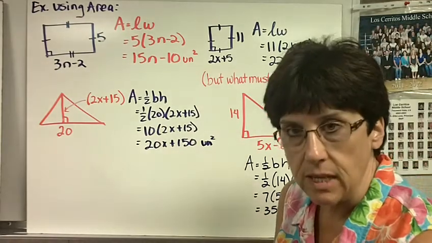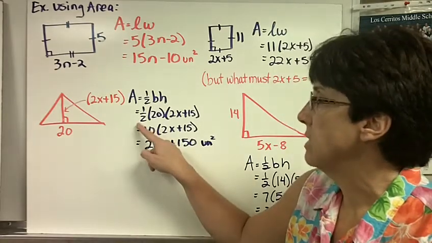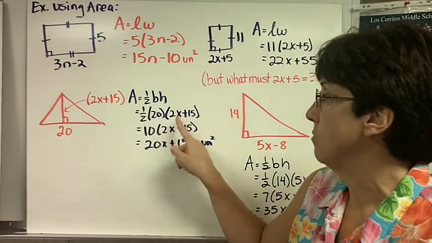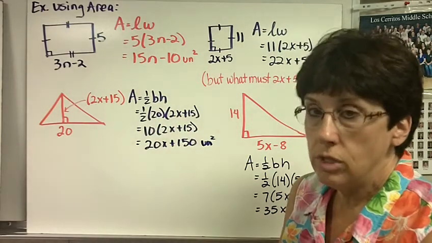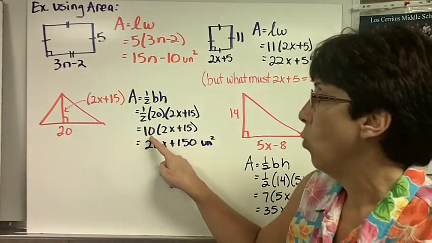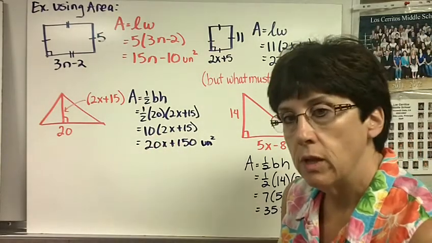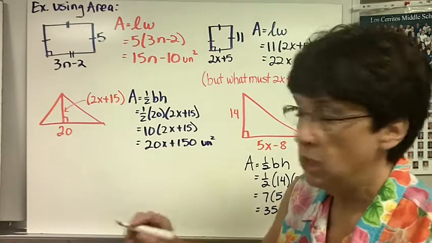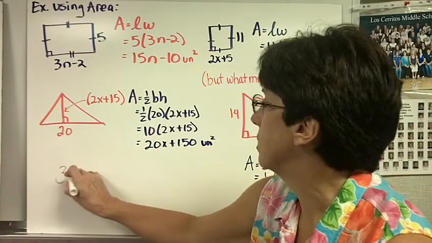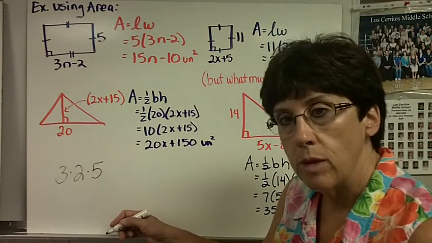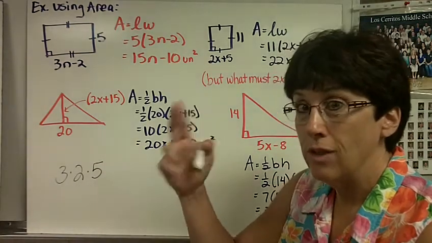Where kids make mistakes in this is they sometimes think that they need to do 1/2 times 20 and then 1/2 times 2x plus 15. You only do the distributive property when you have one number next to your parentheses, a 10. Because when you're multiplying three numbers together, you do it like this. Let's say I have 3 times 2 times 5. When I have three numbers I'm multiplying, I multiply two together and get a new number.